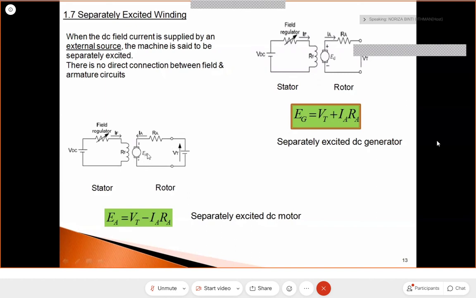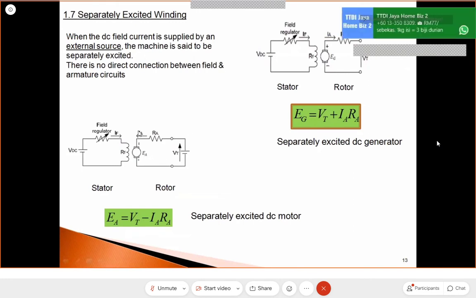EA ni is the motor. Tadi generator EG. So EA ni is the induced voltage untuk the motor. So kalau kita tengok the difference between motor and generator. Kalau generator, you generate, so you akan dapat output dekat the terminal. Tapi kalau motor, kita sambung voltage dekat rotor kita, and then direction current dia akan jadi macam ni. Okay. So ini adalah self-excited DC motor. So nampak tak different between motor and generator? Direction of current dia akan jadi different.